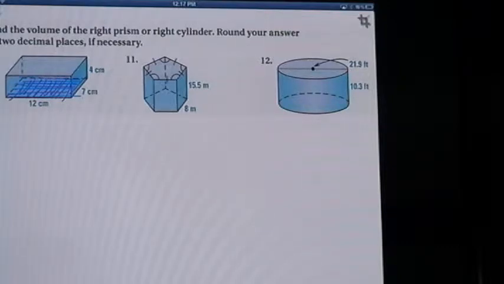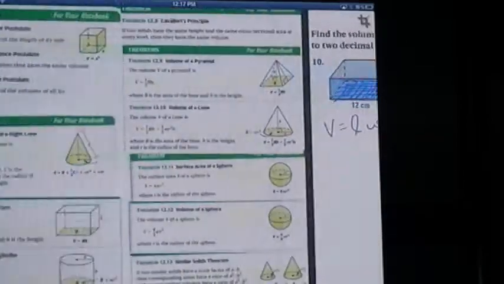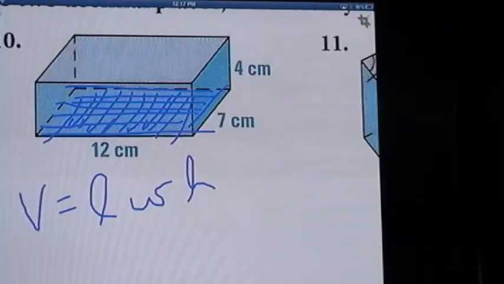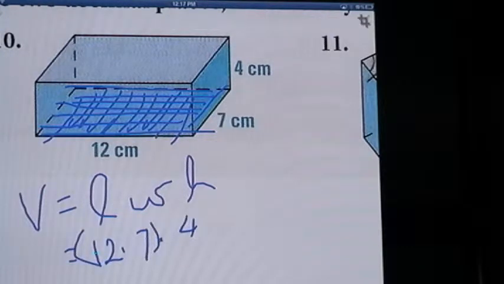Okay, so for this one, you're going to do the volume is equal to length times width times height. And remember, I've taught you that length is the long way. 12 times 7 times 4. 12 times 7 will be how many of these blocks will fit down here in the bottom. And then you have 4 layers of them. So 12 times 7 times 4 is 336.